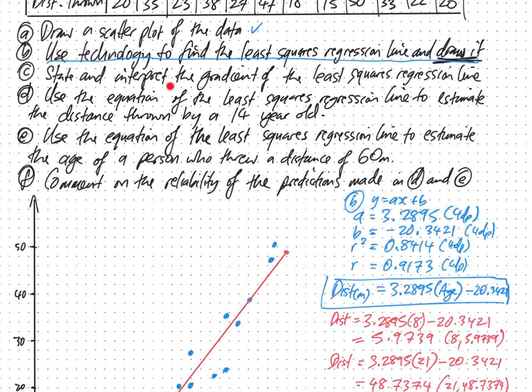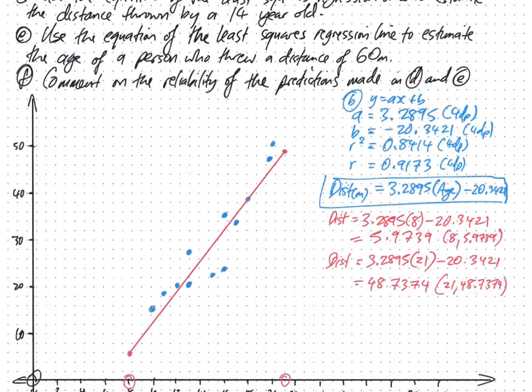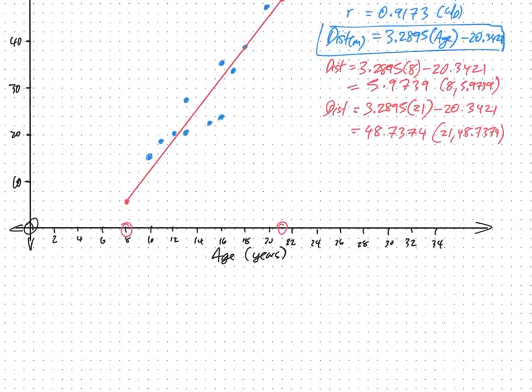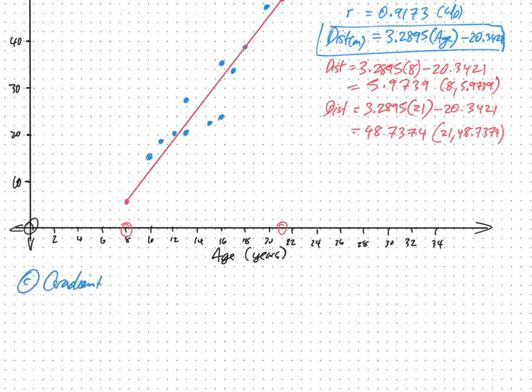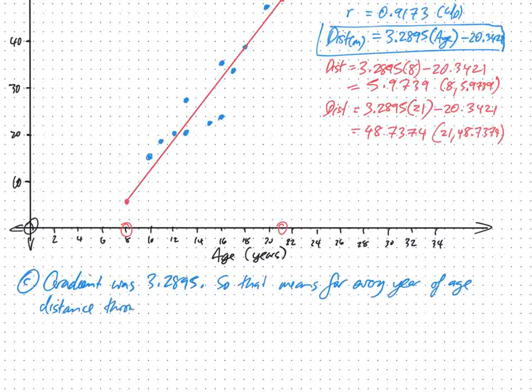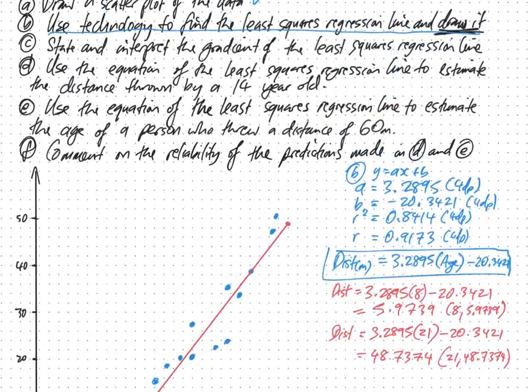So now C, state and interpret the gradient of the least squares regression line. Let's write that down here. So you need to remember the question context. C, gradient was 3.2895. So that means for every year of age, distance thrown increases by 3.2895 meters. So now we're getting into interpretation of the gradient because we actually know it.